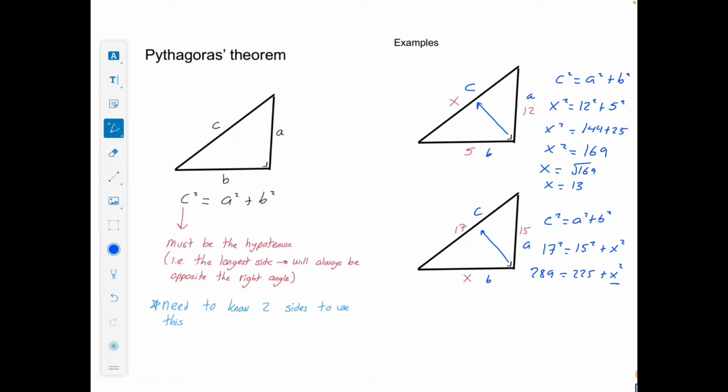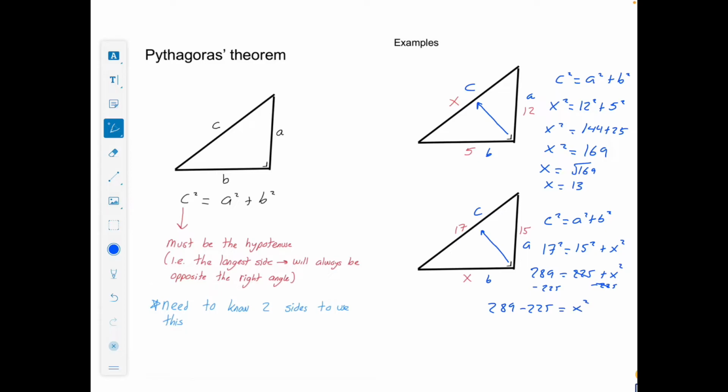So we want the x squared on its own, so we need to get rid of this 225. To get rid of that 225, we're going to subtract it from both sides. So we're going to subtract 225 from that side and from the right hand side. They'll just cancel each other out, so we'll be left with 289 minus 225 is equal to x squared.